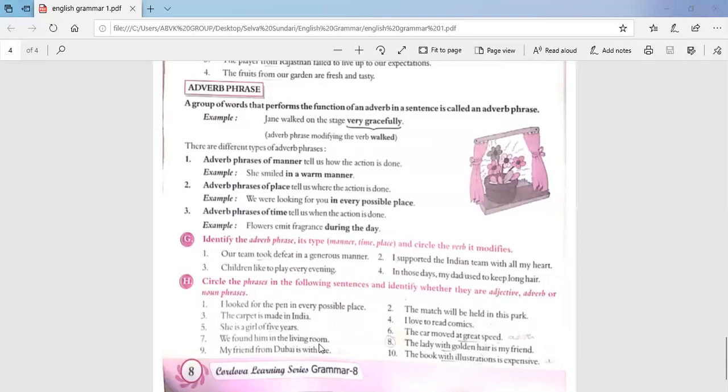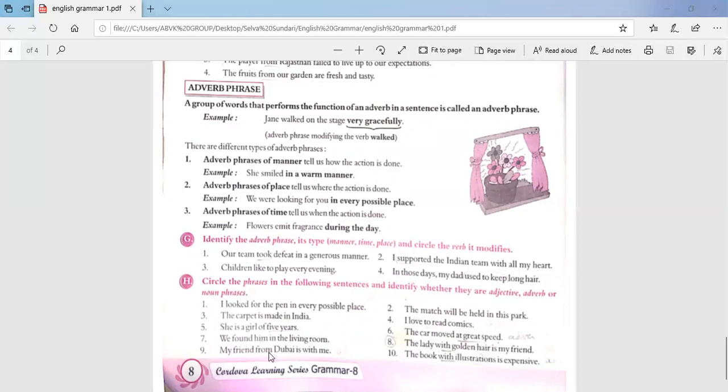Then, we found him in the living room. Where did we find him? In the living room. So that is an adverb phrase of place. The lady with the golden hair is my friend. So the lady, what is that? Golden hair. So that is an adjective phrase.